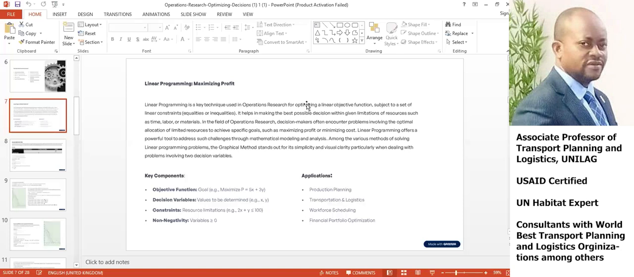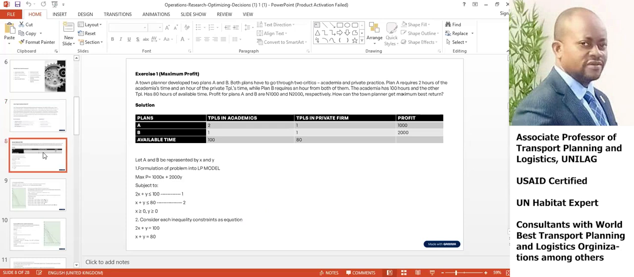Now, I want us to understand profit maximization, where we want to see the point at which we make the highest profit. The key components for you to understand this are the objective function, decision variables, constraints, and so on. But I am more interested in this particular exercise, for example.